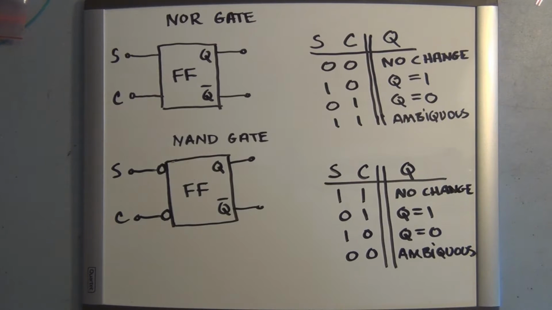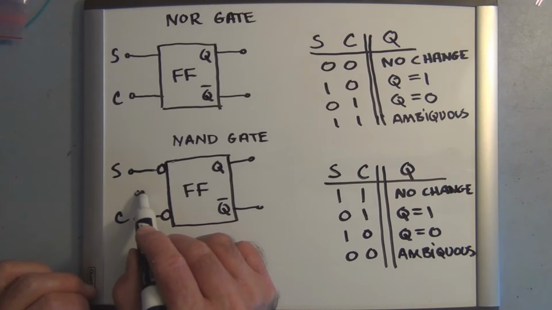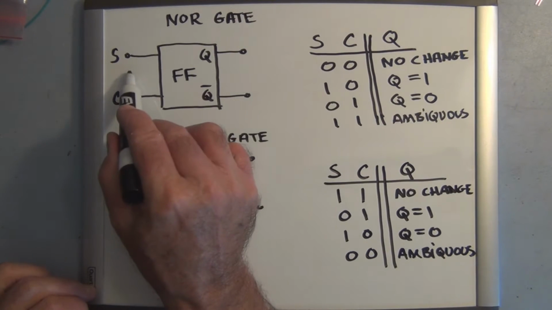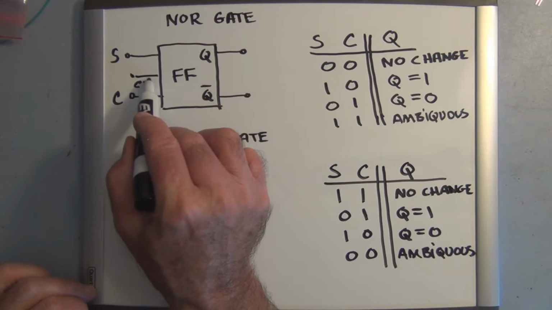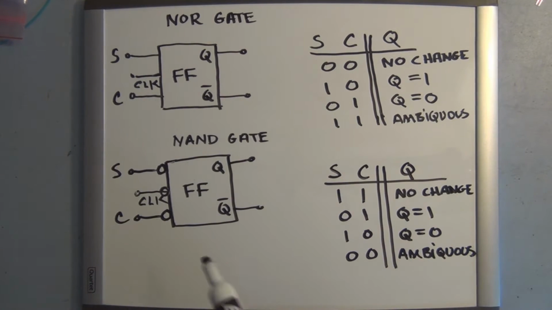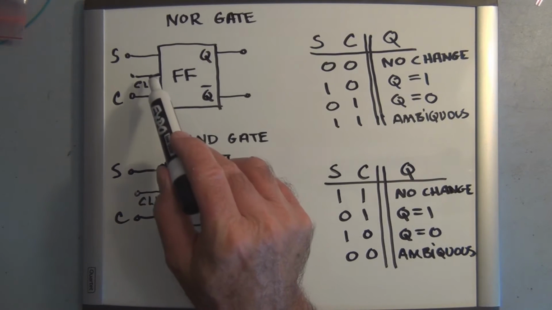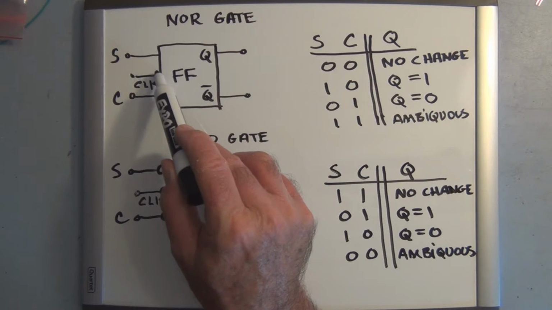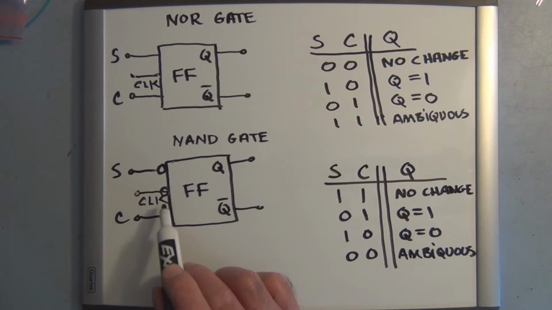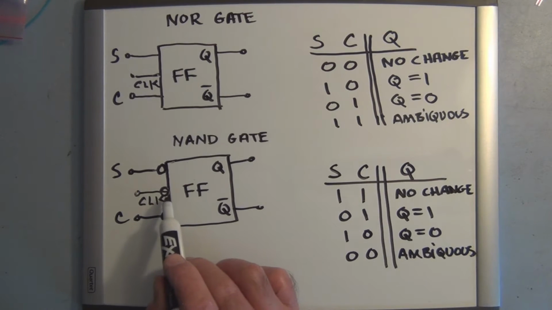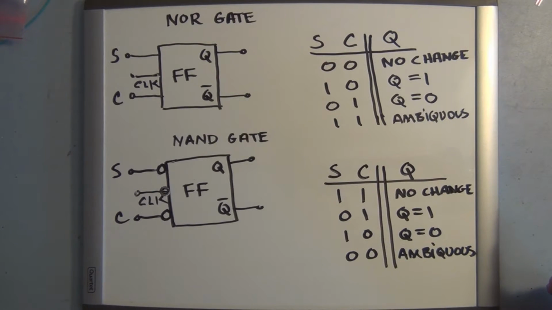So if we look at the logic symbol for a set and clear flip-flop again, we can now add a clock input, CLK. So if the flip-flop is triggered by the leading edge or the positive going edge of a clock signal, there will not be a circle on the input. But if it is a flip-flop that triggers on the negative going or the falling edge of the clock signal, that'll be designated by a small circle on the clock input.